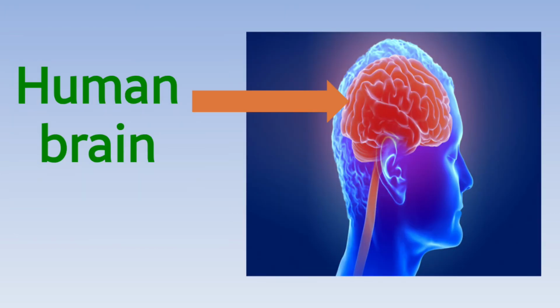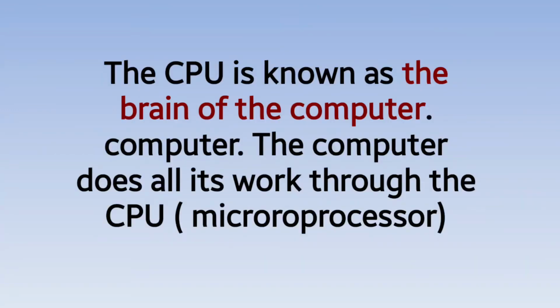Do you know what your brain does for you? This is the human brain, right? We know what our brain does for us. It remembers things and takes decisions. It also does calculations and many other things.